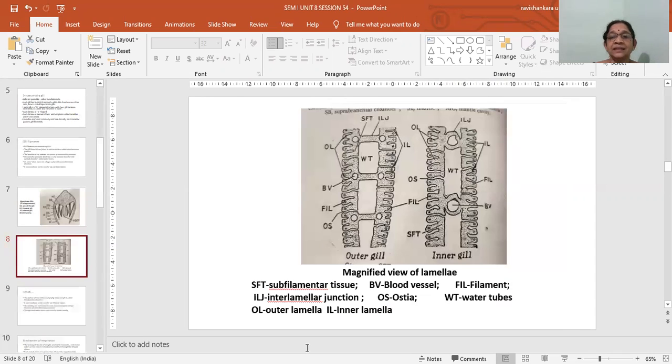And next we have, see here, the section of the gill lamellae. So there are two gill filaments. The outer gill and inner gill have two filaments each.